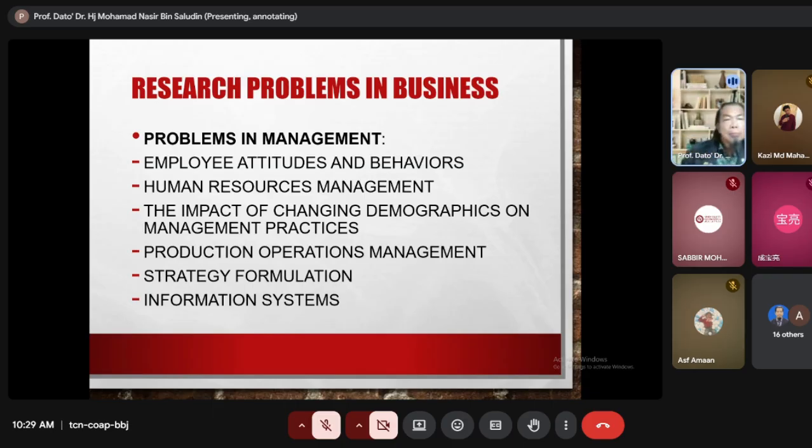Okay. In management, employee attitude and behavior, so many things you can do about organizational behavior. Employee attitude and behavior all come under organizational behavior. Human resource management: under human resource management, you have human resource development, training, education, the impact of changing demographics on management practices. So many management topics, leadership, production, operation management, strategy formulation, strategic thinking, information systems, so many things you can use.